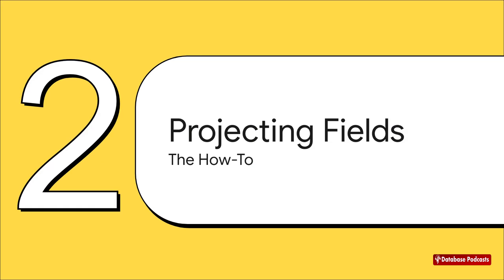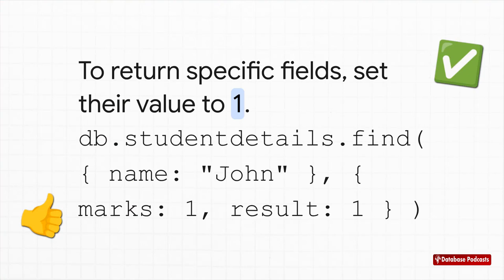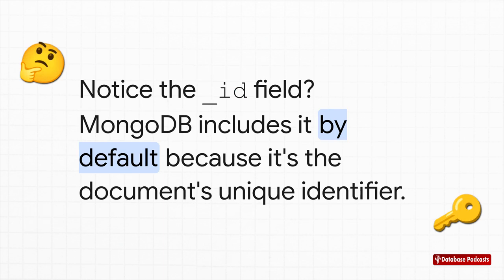So how does this actually work in practice? Let's get into the syntax. You'll see it's surprisingly simple, but trust me, it's incredibly powerful. The basic rule is really simple. To include a field, you just set its value to 1. So here, we're telling MongoDB, hey, find the student named John, but then we're adding, I only want to see the marks and result fields. That's literally it.